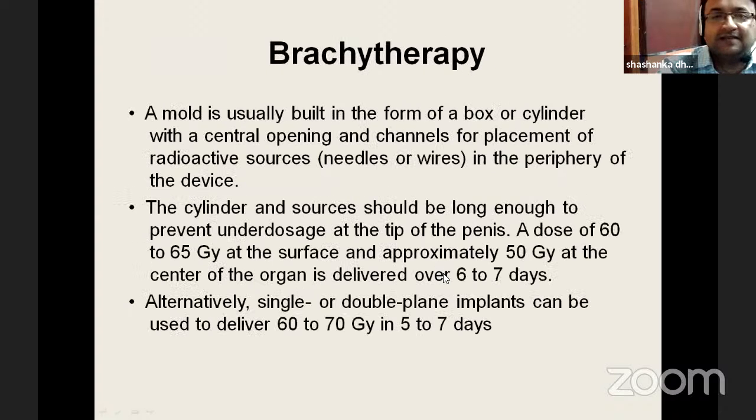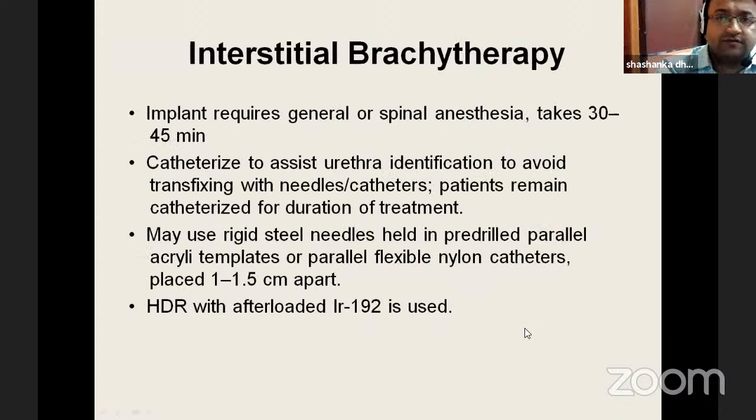These are technical details. A mold is usually built in the form of a box or a cylinder with a central opening and channels for placement of radioactive sources. The cylinder and sources should be long enough to prevent underdosage at the tip of the penis. A dose of 60 to 65 gray at the surface and approximately 50 gray at the center of the organ is delivered over 6 to 7 days. Alternatively, a single or double plane implant can be used to deliver this dose in 5 to 7 days.